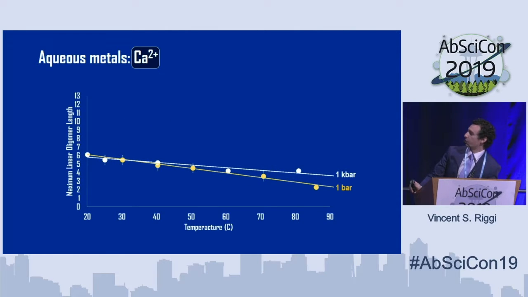We have our 1 bar, our atmospheric experiments, in orange, and our 1 kilobar experiments in white. And we see that there really isn't a large difference between these two. So we can say, in this particular system, not all systems, that pressure isn't particularly significant. We also see that there's a moderate decrease in oligomer length as you increase temperature.